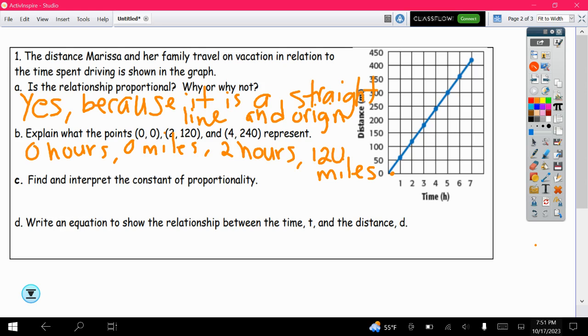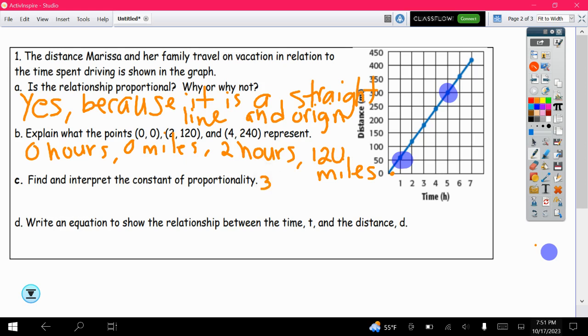So the next thing we want to look at is our constant of proportionality. If you look really closely, I notice that it's this dot right here. But the problem is that it isn't exactly on a number. I don't know if that's maybe 60 or 65 or somewhere around there. So what I can do is use other information to help me. I notice that this point right here, 5 hours and 300 miles, is exactly on that point. So let's go ahead and use that.